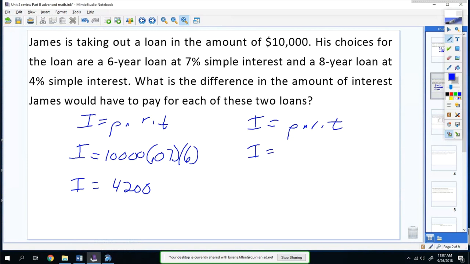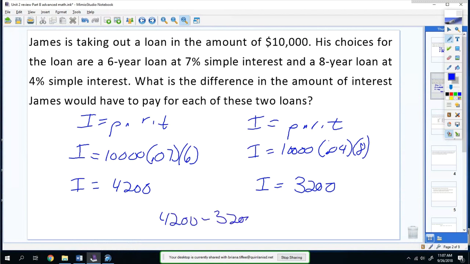This one is again 10,000. But the rate this time is 0.04, and it's for 8 years, which will be 3,200. So then it asks for the difference. So you do 4,200 minus 3,200, and you get 1,000.